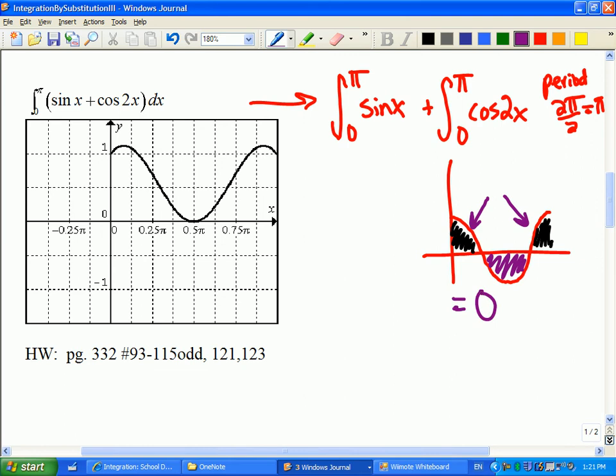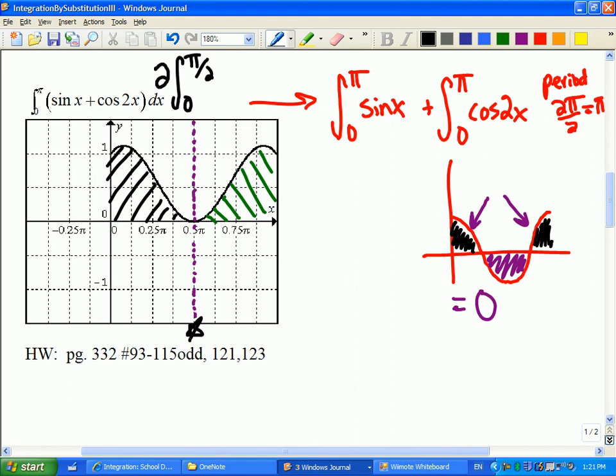The other picture I wanted us to look at was a graph where, instead of doing the whole thing, maybe it's easier to look at the picture. The area in here, because of these symmetries, should be equal to the area under here. So another way we could have approached this problem from the beginning would be to write this as the integral from 0 to pi over 2, exactly halfway, but double the amount of area that we found for sine x plus cosine 2x.